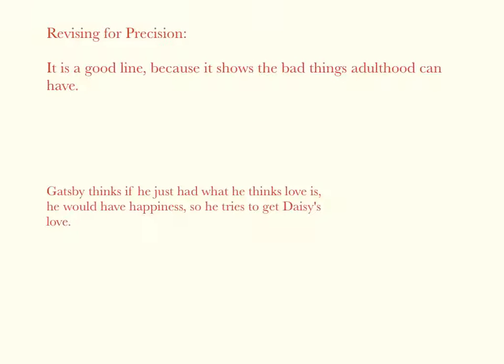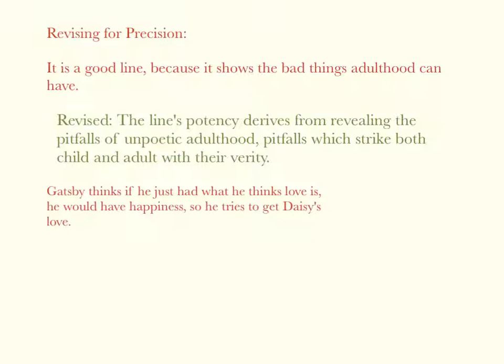All right, and revising for precision, revising both of these. First one: it is a good line because it shows bad things adulthood can have. All right, so I added a bunch of precise words. Instead of saying it's a good line, I say the line's potency. Instead of using the verb is or shows, I say derives, and then revealing. And then instead of bad things about adulthood, pitfalls of unpoetic adulthood, and then this appositive phrase, pitfalls which strike both child and adult with their verity, which is a word for truth, so that's also emphasizing the good here.